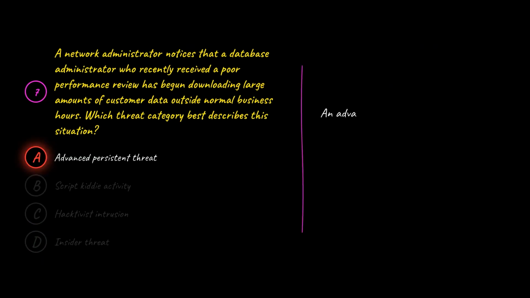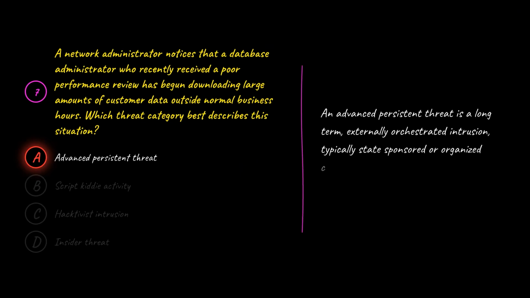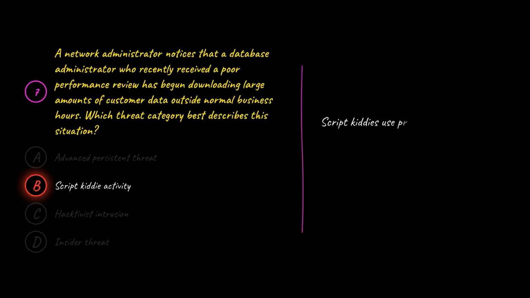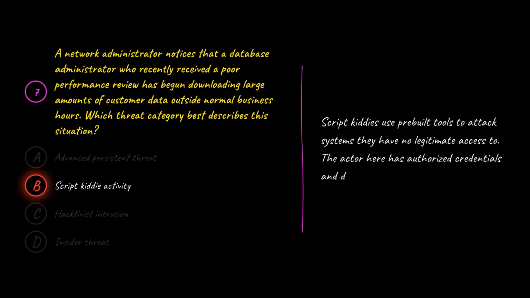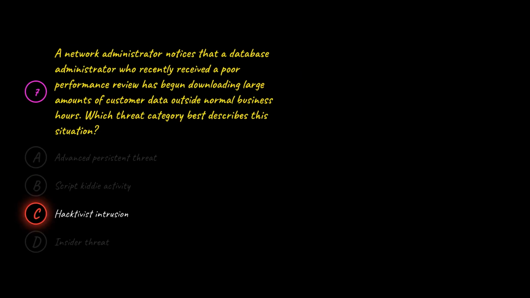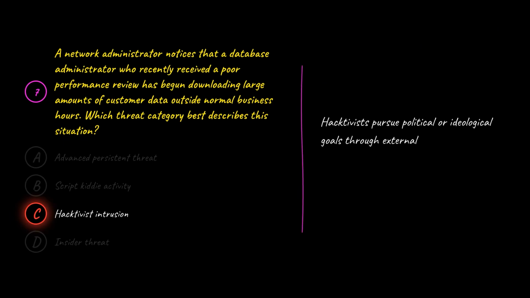A is wrong because an advanced persistent threat is a long-term, externally orchestrated intrusion, typically state-sponsored or organized criminal. The scenario involves an internal trusted employee, not external infiltration. B is wrong because script kiddies use pre-built tools to attack systems they have no legitimate access to. The actor here has authorized credentials and detailed knowledge of the database. C is wrong because hacktivists pursue political or ideological goals through external attacks. The motive in this scenario is personal grievance from inside the organization.